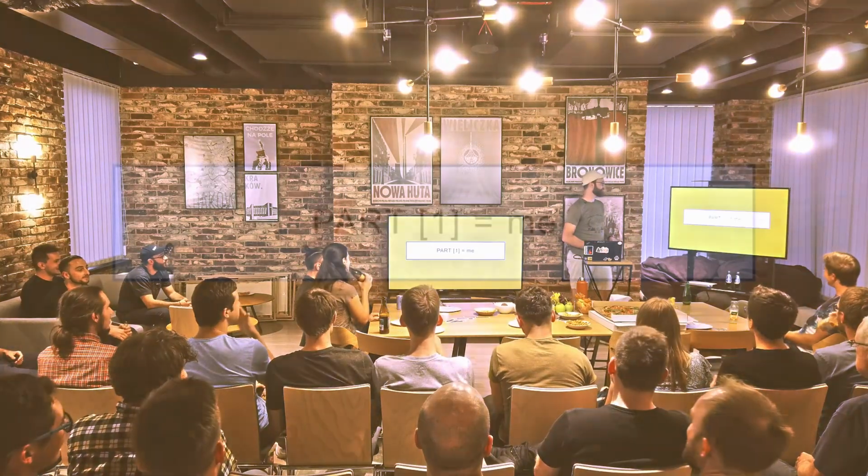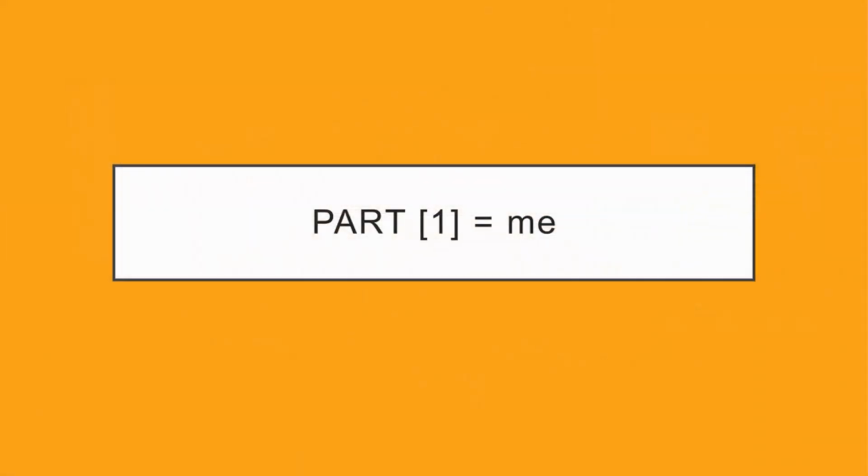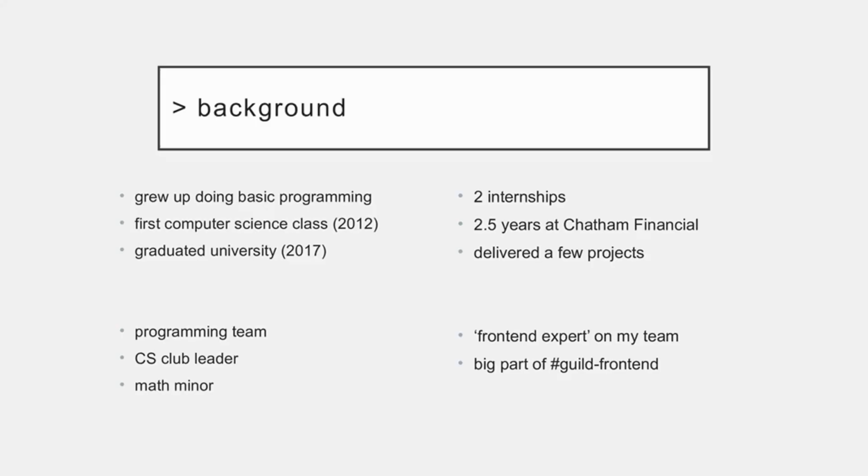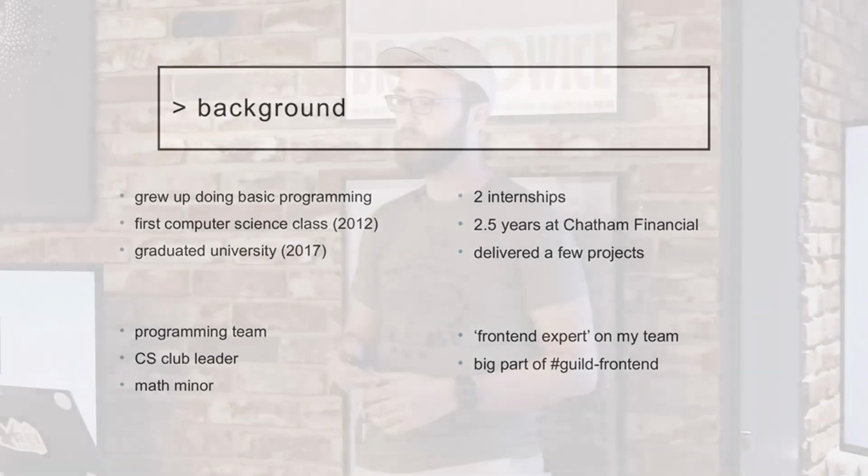All right. So part one, me. I just want to tell you guys just a little bit about myself so you know who I am. I've been programming since I was a teenager. I went to school for computer science and I graduated a few years ago and then started working at Chatham Financial as a full stack developer. I've been at the company for going on 3 years and I've delivered a few projects. I tend to specialize in front-end development, and on my team, I'm one of the main front-end experts.